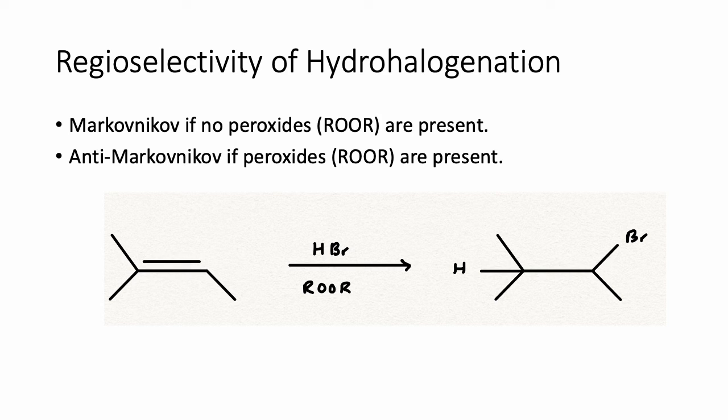So hydrohalogenation will follow Markovnikov addition if no peroxides are present. It will follow anti-Markovnikov addition if peroxides are present. So in this case, notice how I have a peroxide, which is given by ROOR, and notice how the bromine is added to the less substituted carbon.